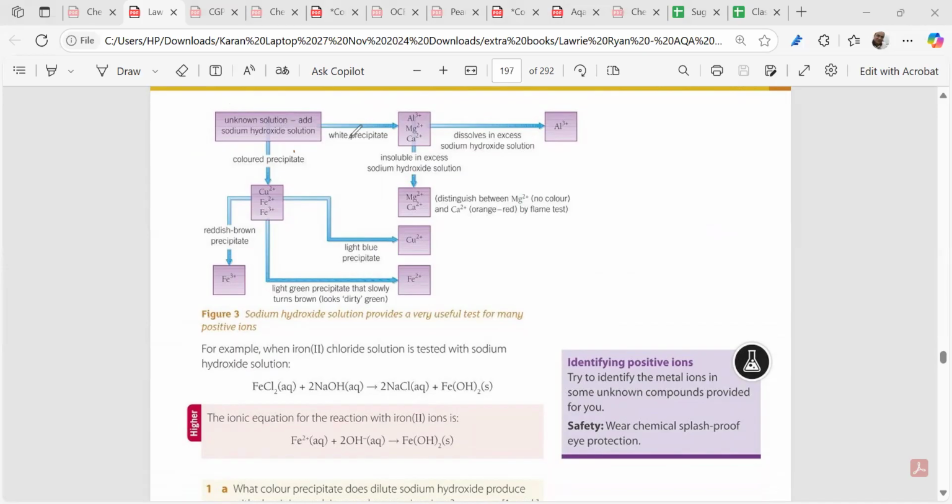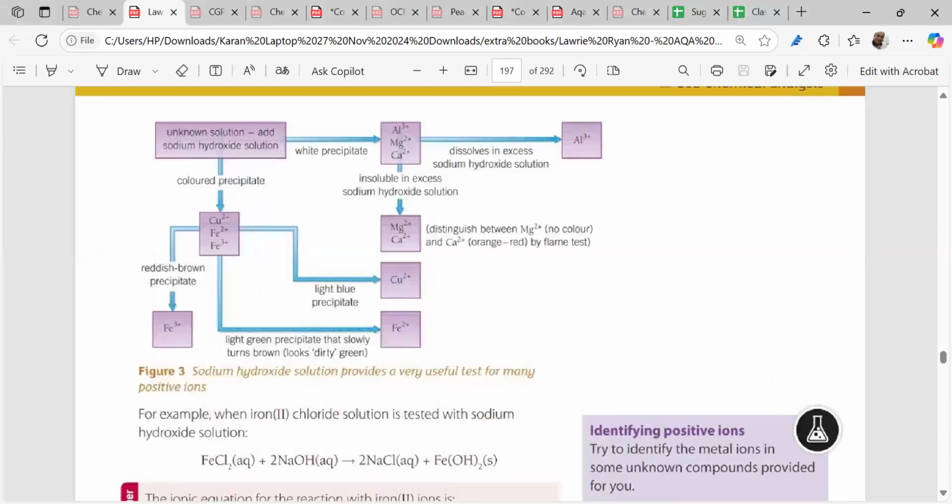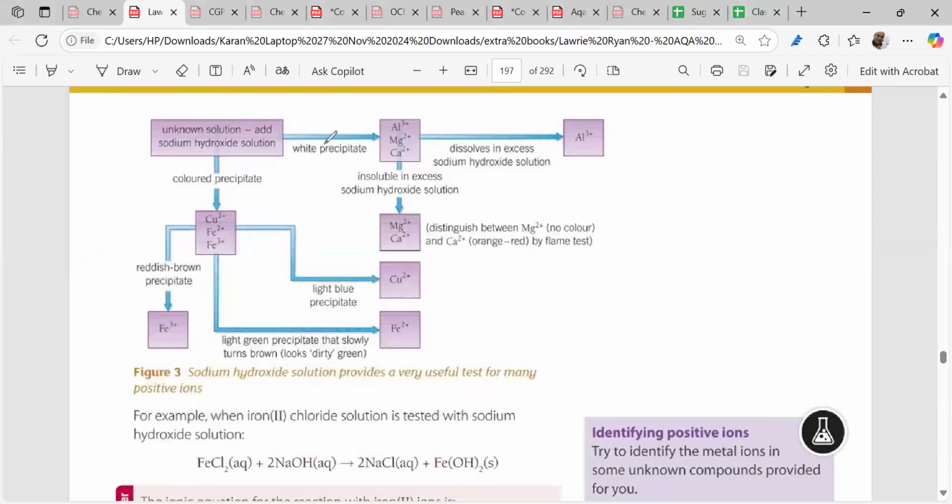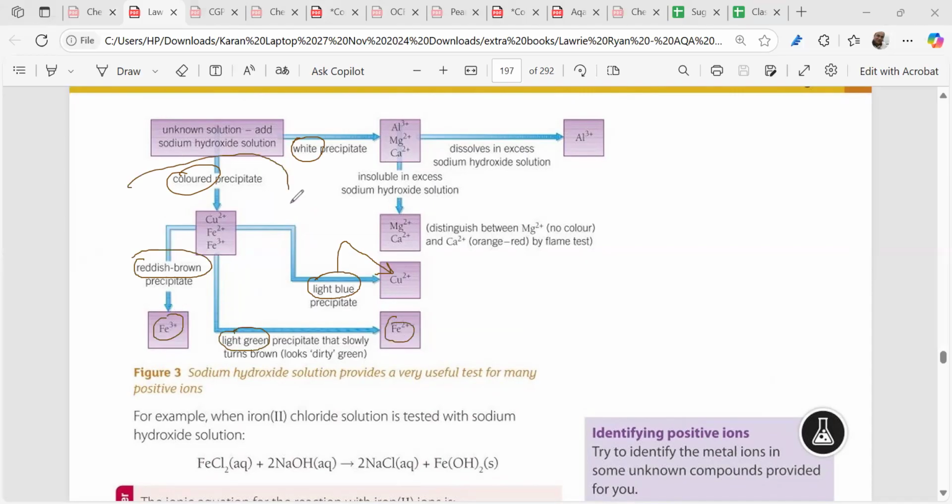If we are having a white precipitate, it will be aluminum, magnesium, or calcium. What if it is colored? If it is light blue in color, it will be copper 2 plus. If it is a reddish brown precipitate, it will be Fe 3 plus. If it is light green, it will be Fe 2 plus. So colored is quite simple. We can get the colored one quite easily. But if you have got a white precipitate, it will be aluminum, magnesium or calcium.